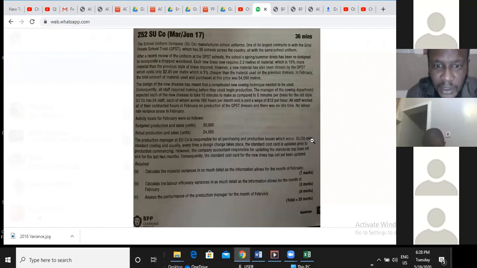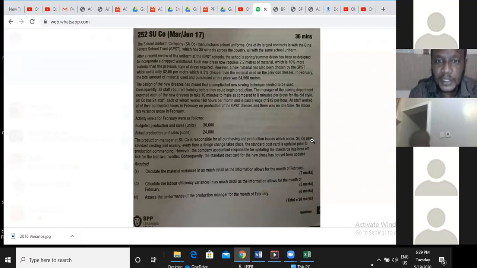However, the company accountant responsible for updating the standard has been off sick for the last 2 months. All right, so that's the issue now. You can't blame someone that is sick when we come to blame. And consequently, the standard cost card for the new dresses has not yet been updated. Okay, so that's why we need the planning and operational. If not, I was wondering where they were heading to with this information.